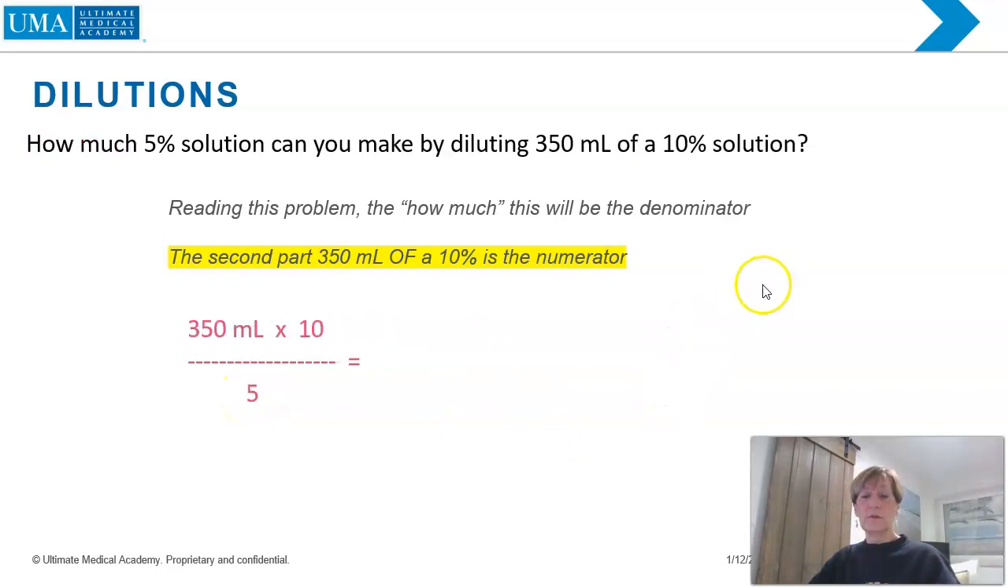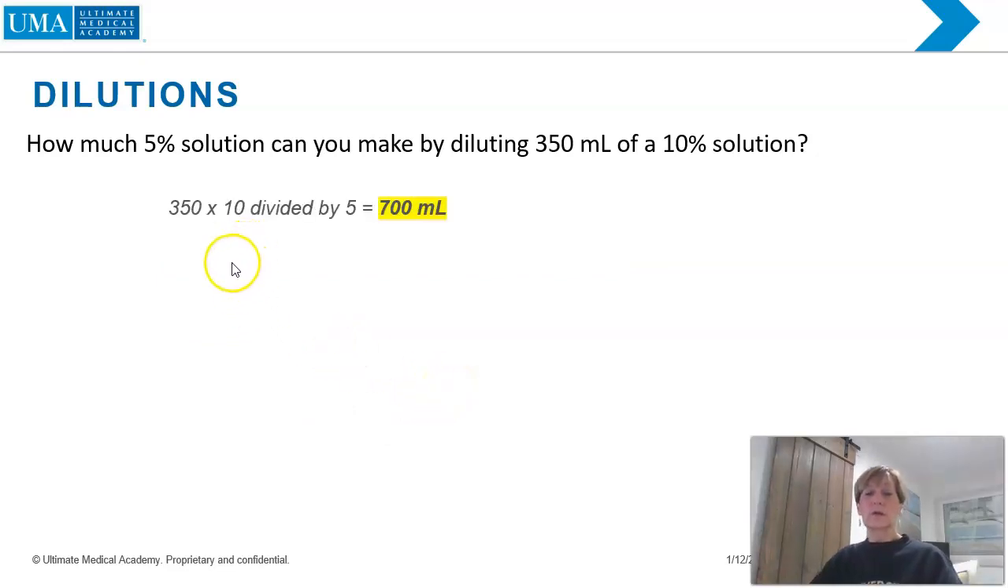So let's see how we do this setup. So the setup is 350 times 10. Remember, of becomes your multiplier, and then how much means you're going to divide. Very simple. And once we do our calculations, you see here that when you're looking at this information, your answer is going to be 700 milliliters. From your calculator, you're going to punch these in, and then you should come up with 700 milliliters. Sorry about that. So what do you think? Easy and simple and fun, right?